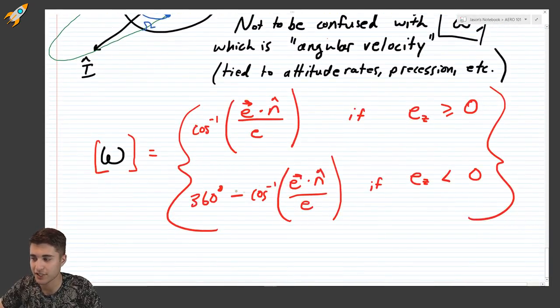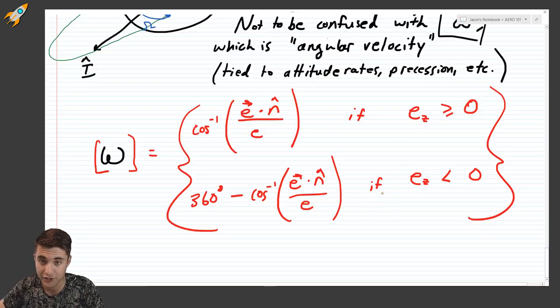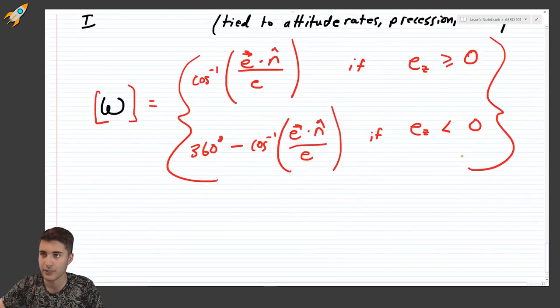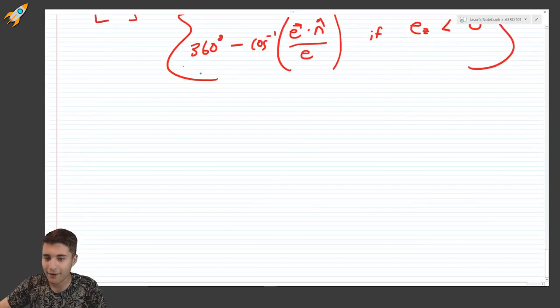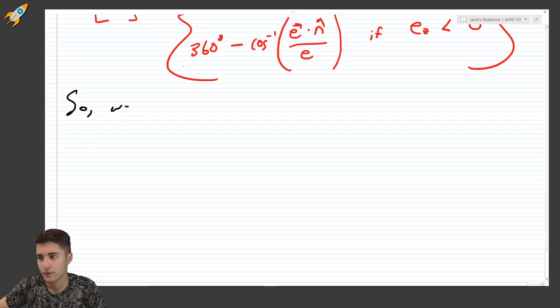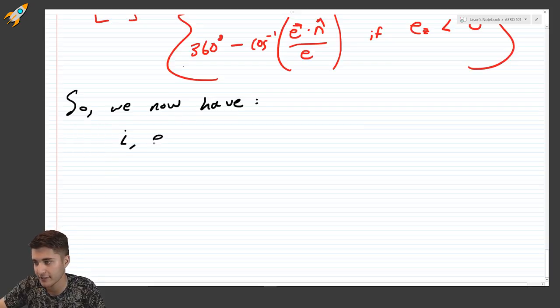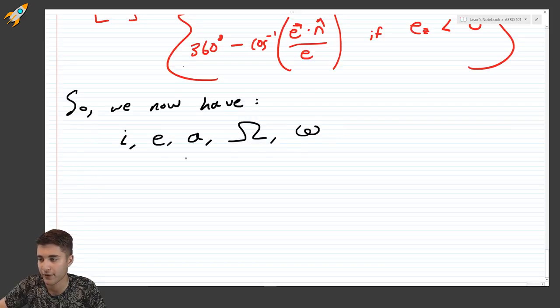You need to do a quadrant check for if your eccentricity vector is below the IJ plane. Okay, it's that simple. So we need quadrant checks for 2 of these now. Number 5. So, we now have the following. We've got inclination, we've got eccentricity, semi-major axis, right ascension of the ascending node, and argument of periapsis. Number 1, number 2, number 3, number 4, and number 5.